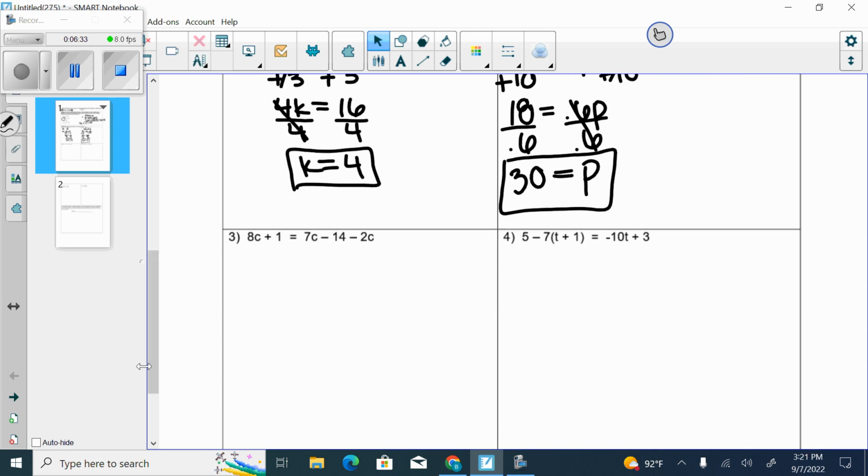All right. What about number 3? What do you guys think we should do first on number 3? What did you say? Very good. Over here on the right side, we've got some like terms. We got a 7c and a 2c that are already on the same side, right? So we have 7c plus negative 2c, or 7 minus 2. How many c's is that going to leave us with? 5c. Very good.